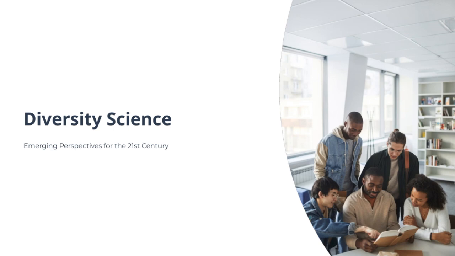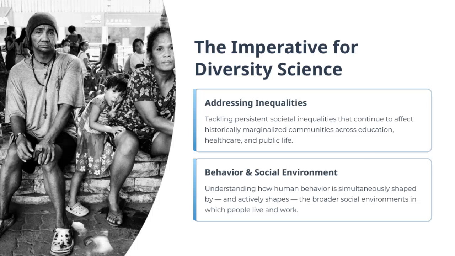Let's get started. Let's take a moment to understand how human behavior is actually shaped by the social environments around us, and equally, how our behaviors can influence those environments in turn. It's a dynamic, two-way relationship that's central to understanding social science. When we talk about behavior and social environment, we're really emphasizing that our actions don't happen in a vacuum. They're influenced by the communities, institutions, and cultural norms we live within. But also, our actions can reinforce or challenge those social structures.